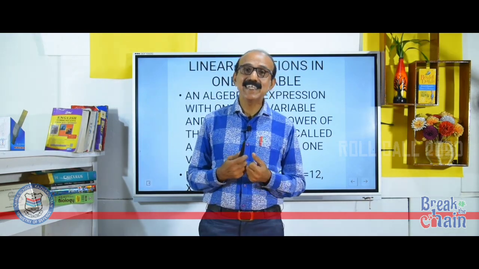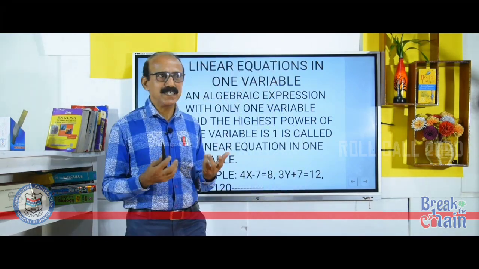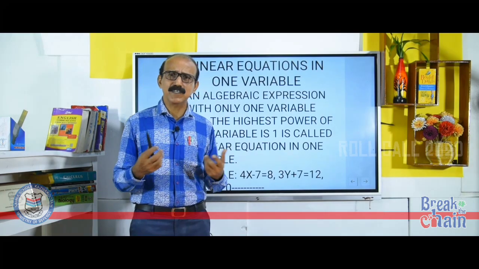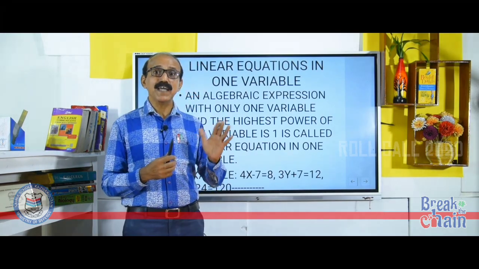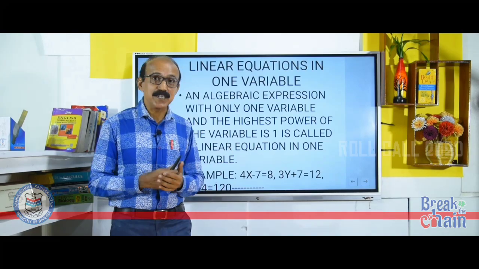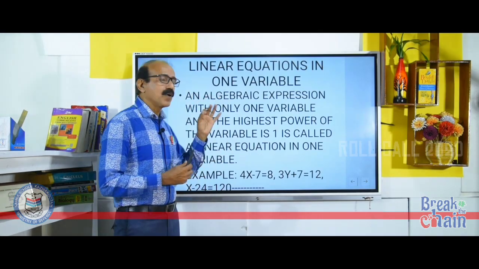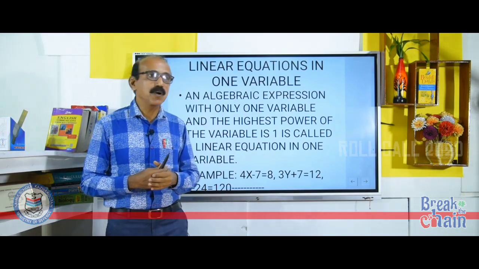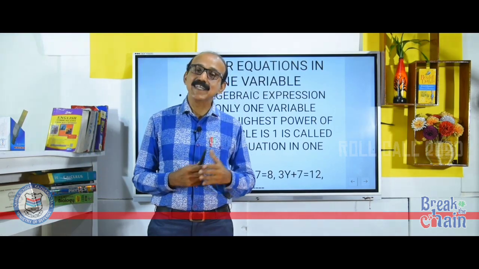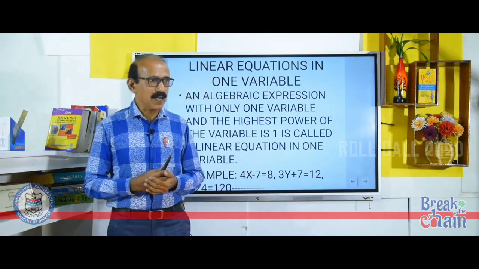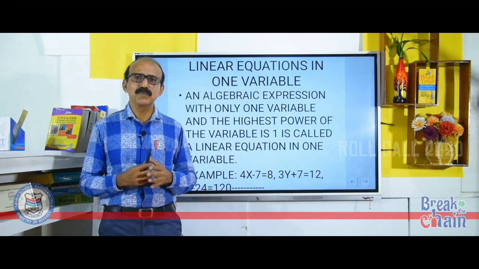Now, what exactly does a linear equation mean? By this time we all know what an algebraic equation is, but that is not everything needed to become a linear equation in one variable. In a linear equation in one variable, only one variable should be present. There cannot be two variables. Either it can be x alone, y alone, etc. Just one variable should be present.